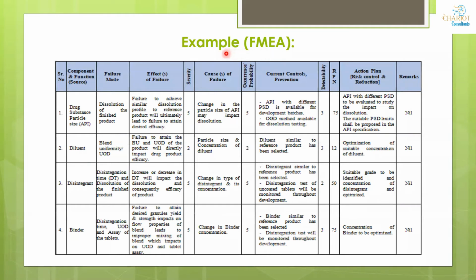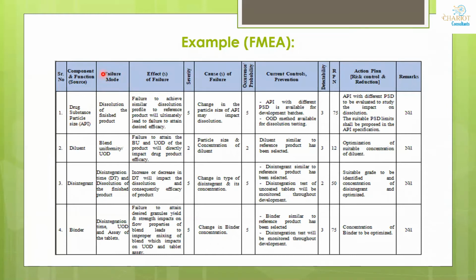Now you will be asking what these scores are. Here is a table, I have shared one example of FMEA, showing how these FMEAs actually work in the pharmaceutical industry. We were talking only in a realistic manner about real-life scenarios, but how do these FMEAs work in the pharmaceutical industry? For example, here I have evaluated the risk of my material attributes, or your excipients, critical material attributes, CMA. First of all, I have evaluated my drug substance particle size.